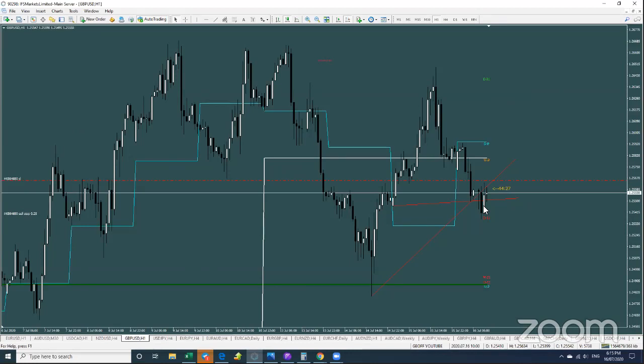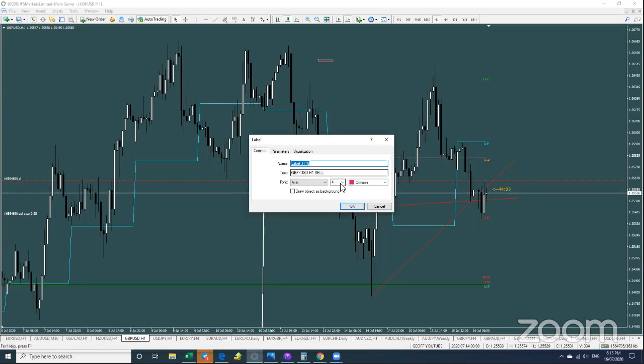125.38 or 39. 125.39 maybe, and 125.65-ish. 125.39 and 65. Entry 1.2539. Stop loss 1.2565.